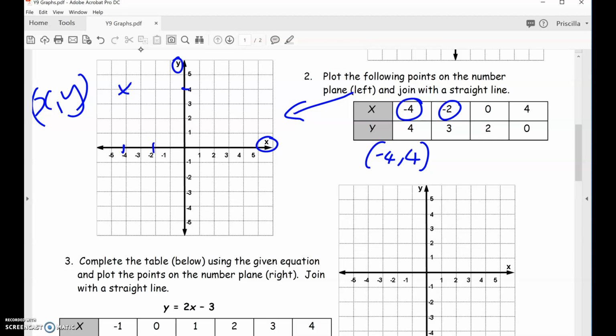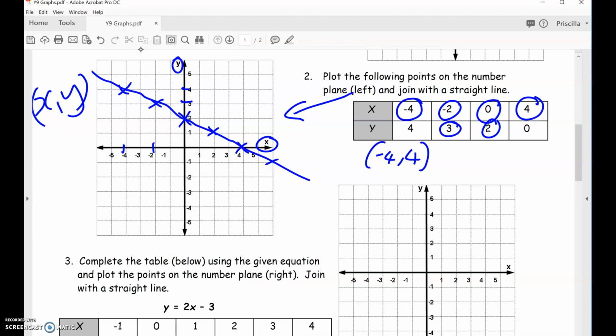-2 on the x and 3 on the y would be there. 0 on the x and 2 on the y would be there. And 4 on the x and 0 on the y would be there. And I can see it's sort of a cross, that would be also on the line. I'm just going across 2 up 1, across 2 up 1, across 2 up 1, across 2 up 1. That would be there, but I will get rid of that. So the line needs to go through all of those points.